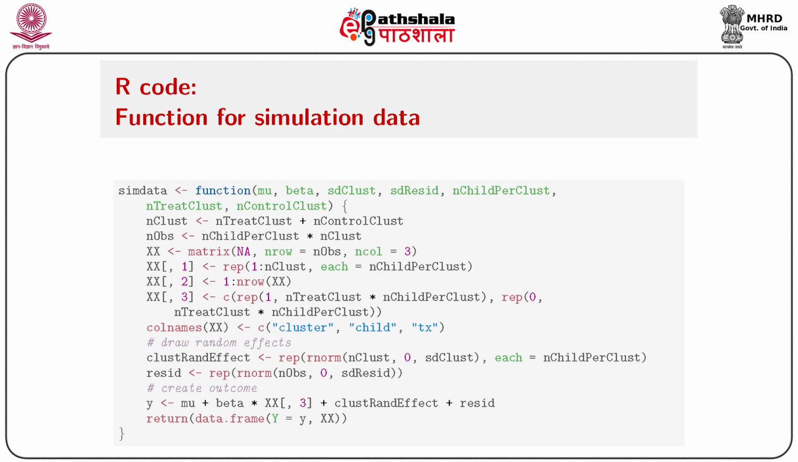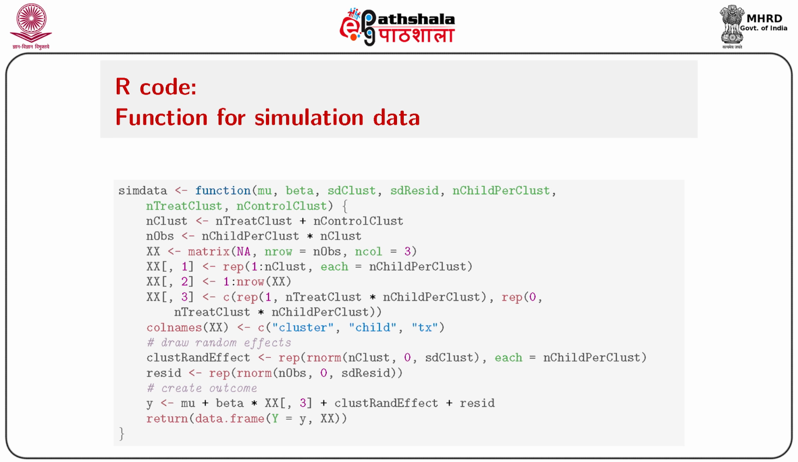So now cluster random effects can be generated from a normal distribution by the following code. The residual epsilon ij can also be generated from a normal distribution with mean 0 and variance sigma residual. Then y equals mu plus beta times x[, 3] plus the cluster effect plus the residual part generated from the normal distribution, and then return a data frame of y and xx, the design matrix as well as the outcome.